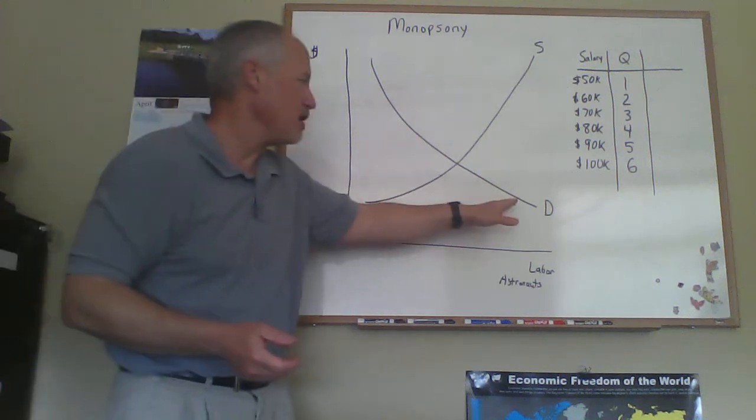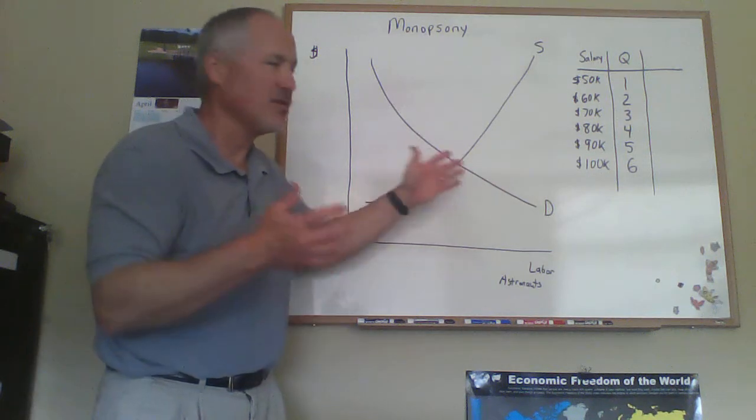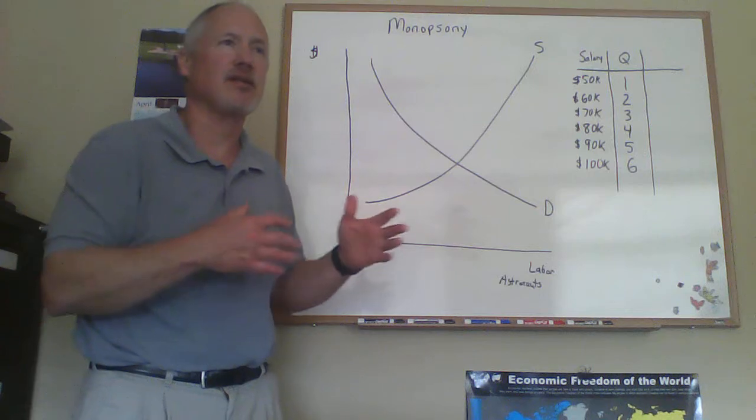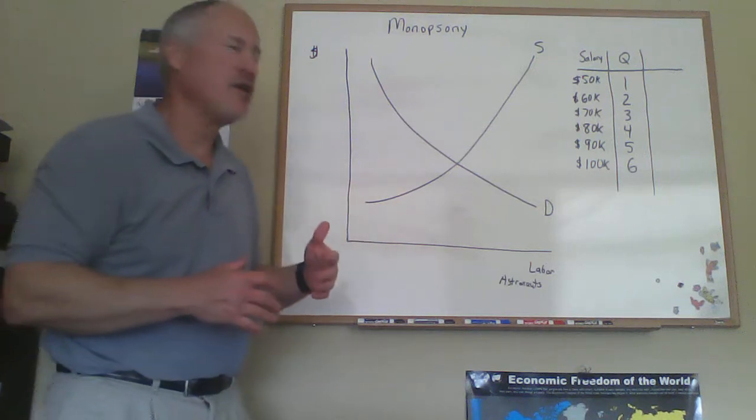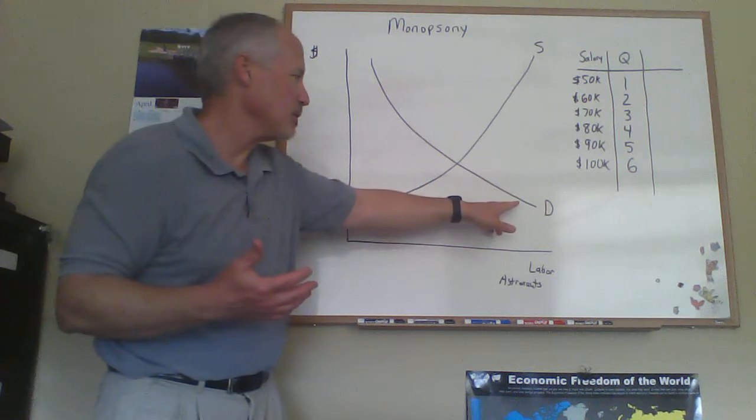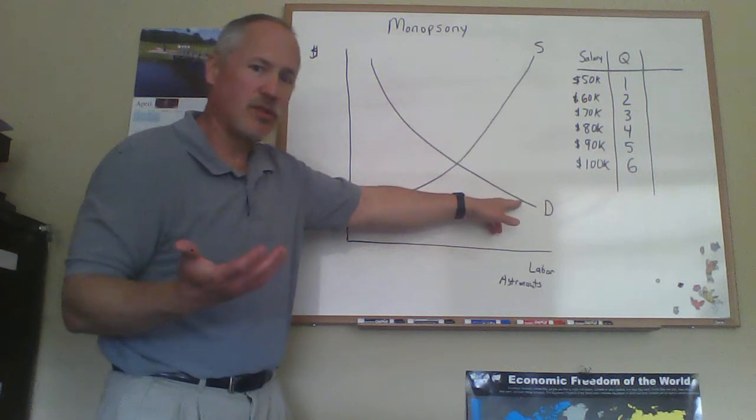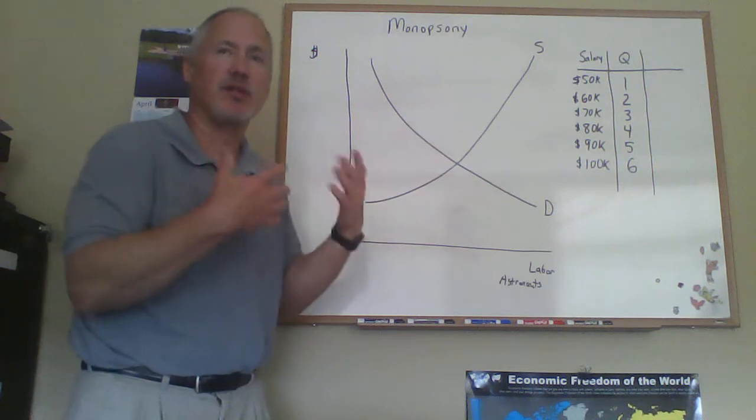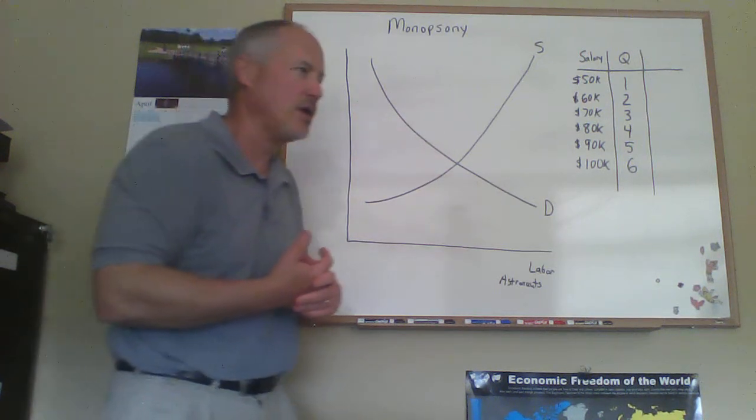So we have a demand curve. This would be the firm's demand for labor, given their isoquants and their production function and the amount of output that they want to produce. That gives us the firm's demand for labor, and then we also have a supply curve. The supply curve here would be the number of workers who would be wanting to work.